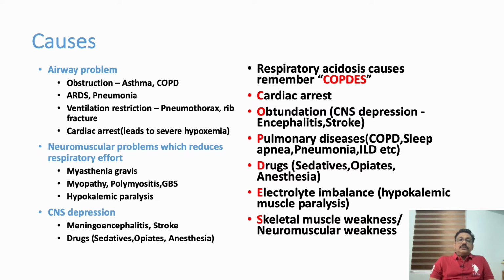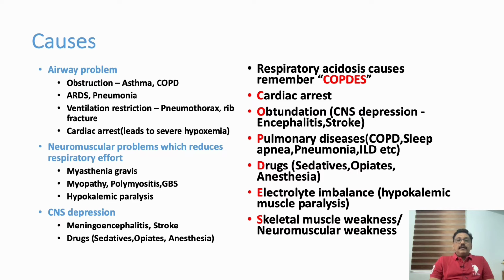Drugs: sedatives, opiates, anesthesia patients. Anesthesia patients normally don't go to respiratory acidosis because we are taking care of the patient; their saturation, respiration, everything is taken care of by the treating physician or anesthetist. So they never go to acidosis, but if the patient is unattended on a ventilator, then the patient can go to acidosis.